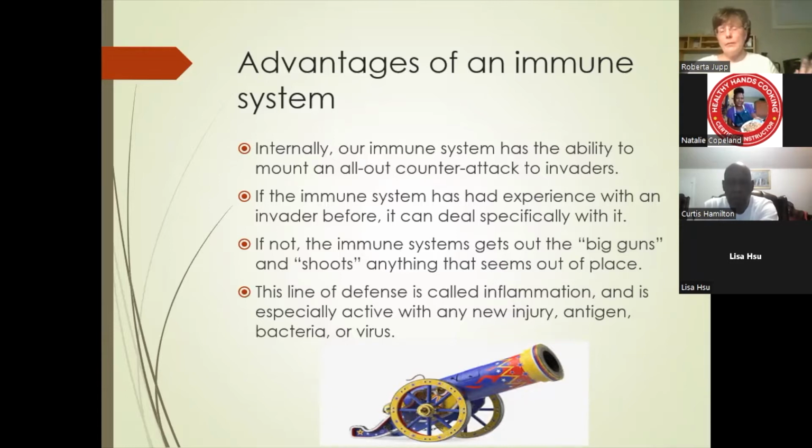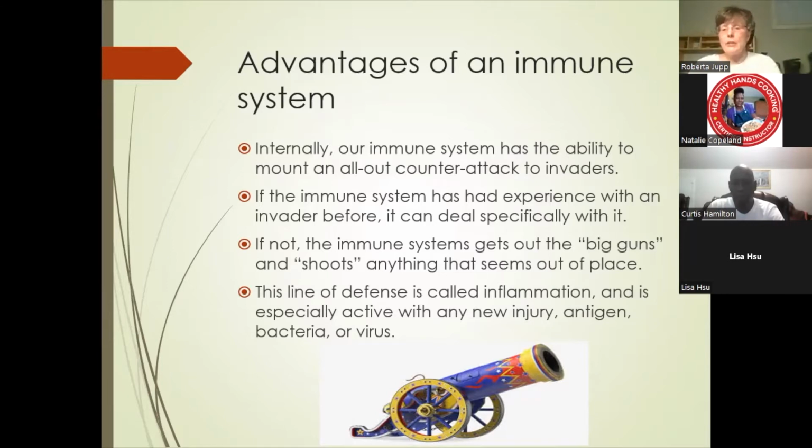But if there's something that really attacks our body and our body is not familiar with it, our body tends to take out the big guns, and it shoots anything that seems to be out of place. And that type of immune system response is called inflammation. Sometimes it's a good thing, when we get a cut and our body inflames the cut and sends the white blood cells in order to heal that wound. That's a good thing. But if we have a huge immune response, especially against the body itself, then the big guns come out, and the body just goes crazy.